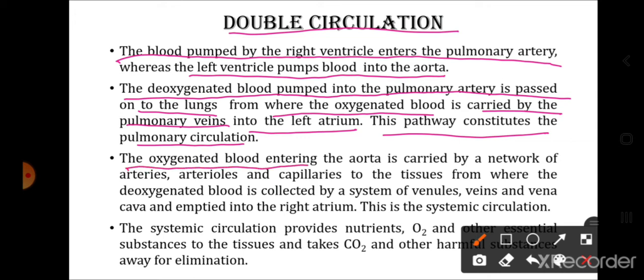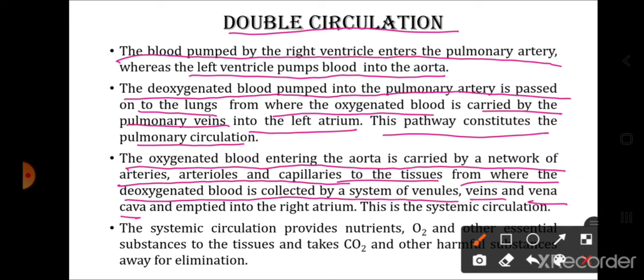The oxygenated blood entering the aorta is carried by a network of arteries, arterioles and capillaries to the tissues, from where the deoxygenated blood is collected by a system of venules, veins and vena cava and emptied into the right auricle. This is called systemic circulation.